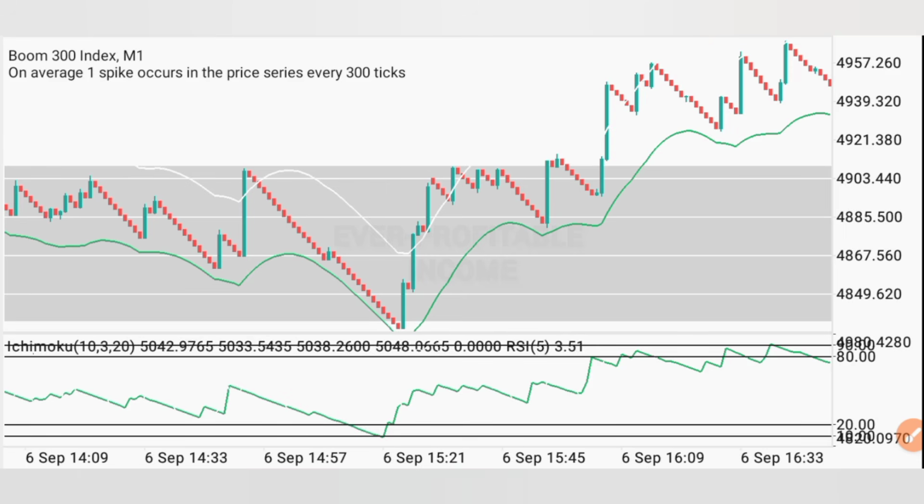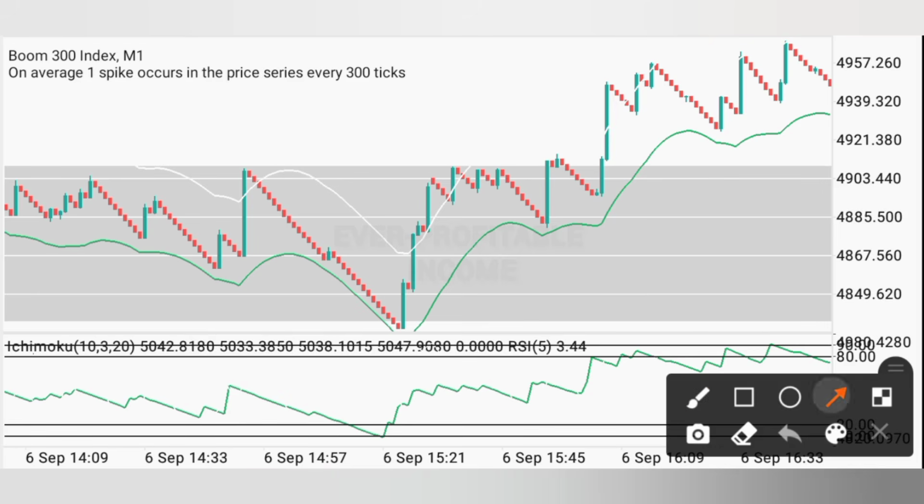Now before you enter the trade, you have to wait for the first spike to occur, which is this spike. Can you see that? Once the first spike occurs, the next thing to check is your envelope. You have to look at your envelope.